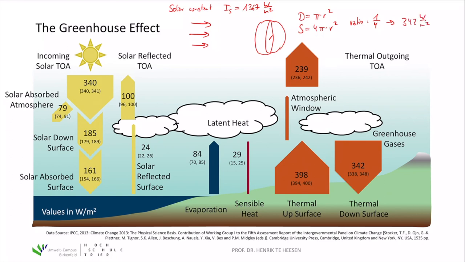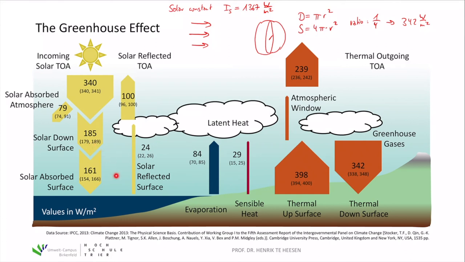But to be more accurate, and that is the actual data of the IPCC report, this value is 340 watts per square meter with an inaccuracy of plus minus one. Next, what you see is that about 79 watts per square meter are absorbed in the atmosphere. So that is the radiation which is directly absorbed in the Earth's atmosphere. And about 100 watts per square meter are reflected. TOA means top of atmosphere, so that is happening in the upper parts of the atmosphere, where 100 watts per square meter are reflected and cannot get to the surface of Earth. So what we finally have is about 185 watts per square meter of the incoming solar radiation reaching the surface.